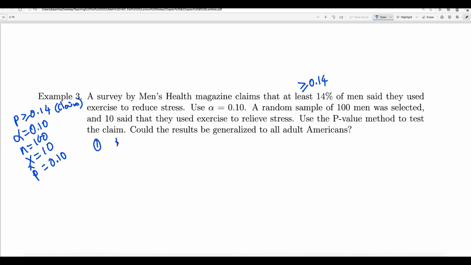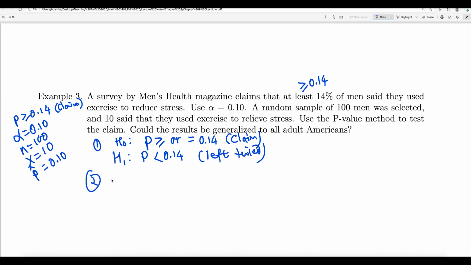Number 1 is H0: P is greater than or equal to 0.14. That is the claim. Although it is greater than or equal to, people also write equals for the null hypothesis. And H1 is P less than 0.14. That is a left tail, right? Left tailed.